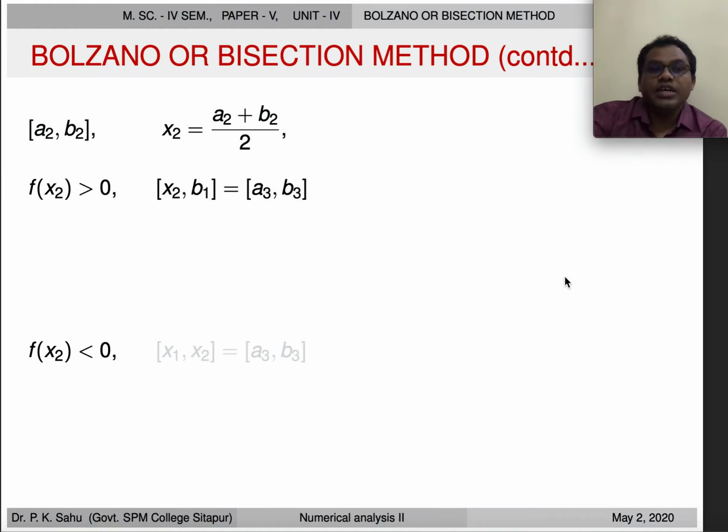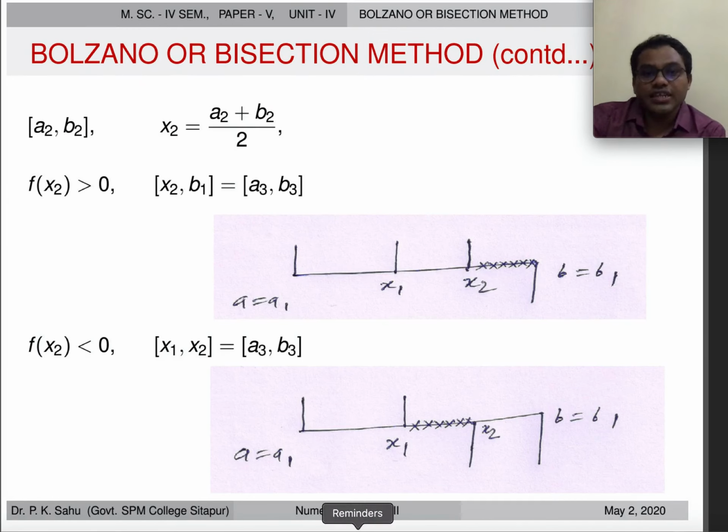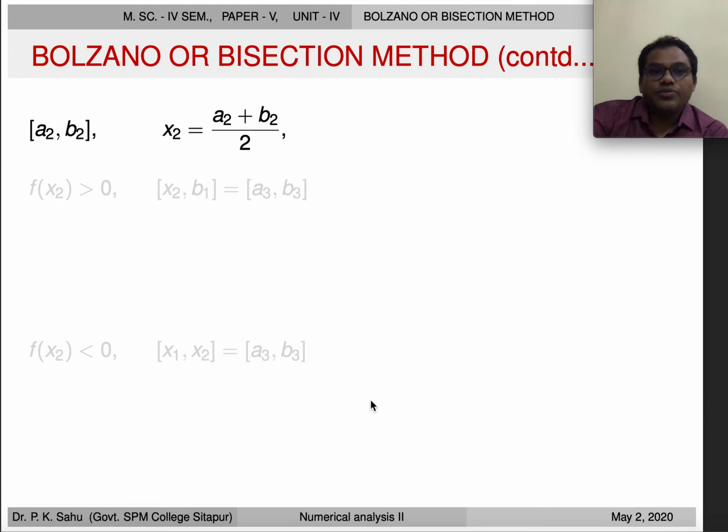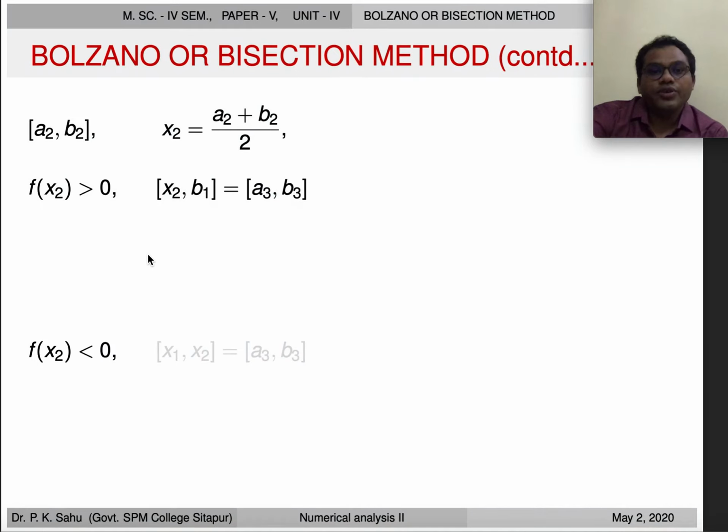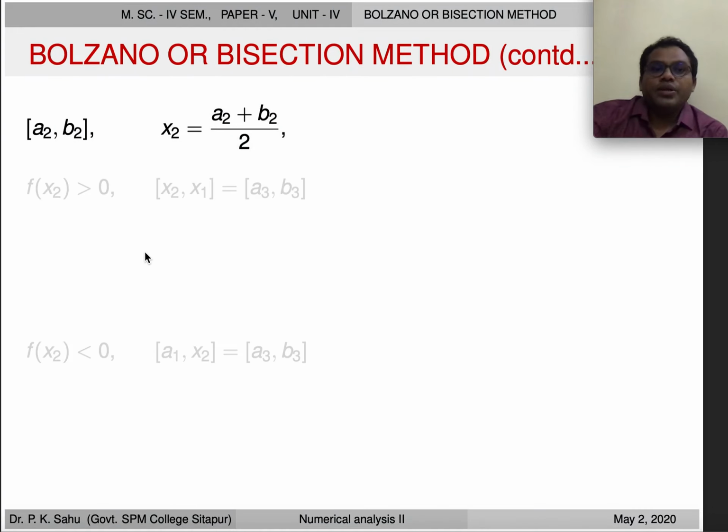There is one more possibility. If f(x2) is less than 0, then f(x1) times f(x2) is less than 0, meaning our root lies in the interval x1 to x2. In this case we denote x2 b1 as a3 b3, and in the other case we denote the interval x1 x2 as a3 b3. Now we may also have the possibility when f(x1) is less than 0, meaning we have considered a1 x1 as the interval a2 to b2. In that case, we find the midpoint x2.